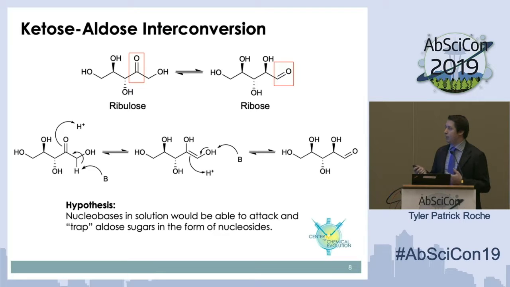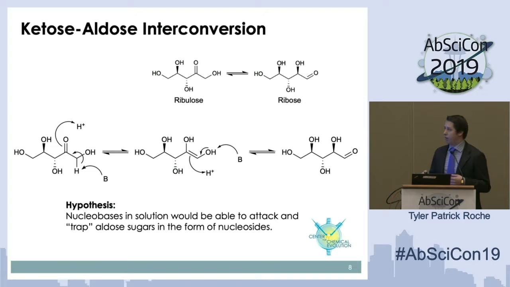And in fact, these can interconvert. This is the mechanism by which it is thought that they're interconverting, and it involves the formation of an enol and then the migration of a carbonyl group. So you can have this interconversion between these ribose and ribulose sugars or any other aldose and ketose sugars.